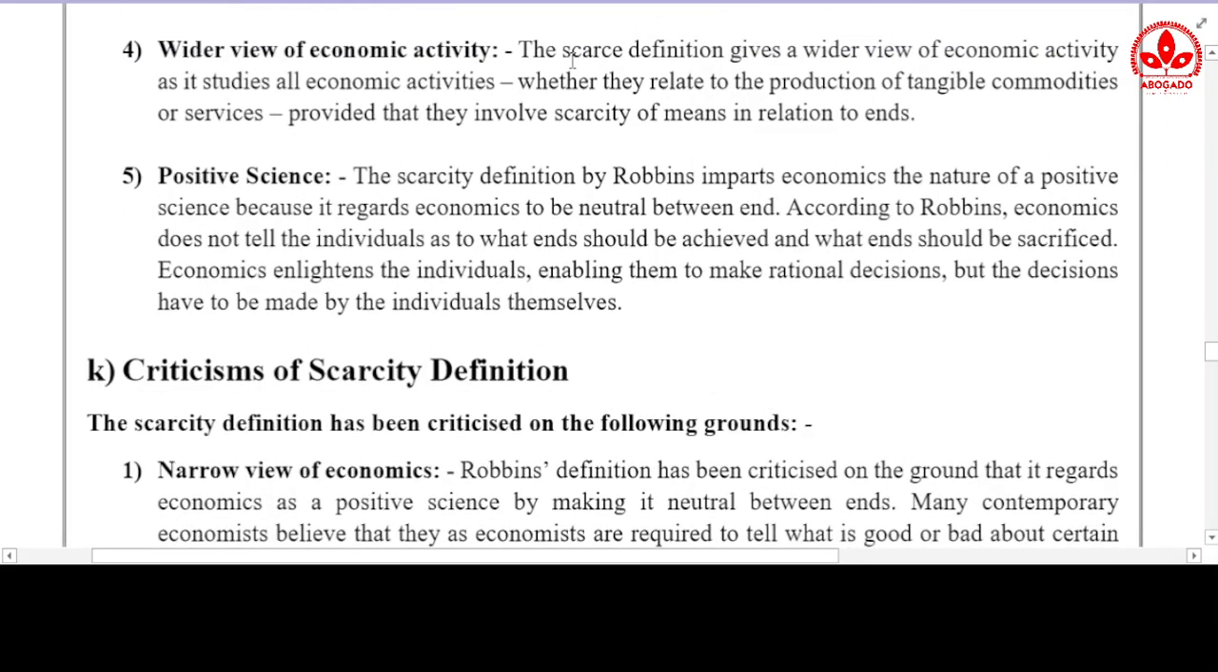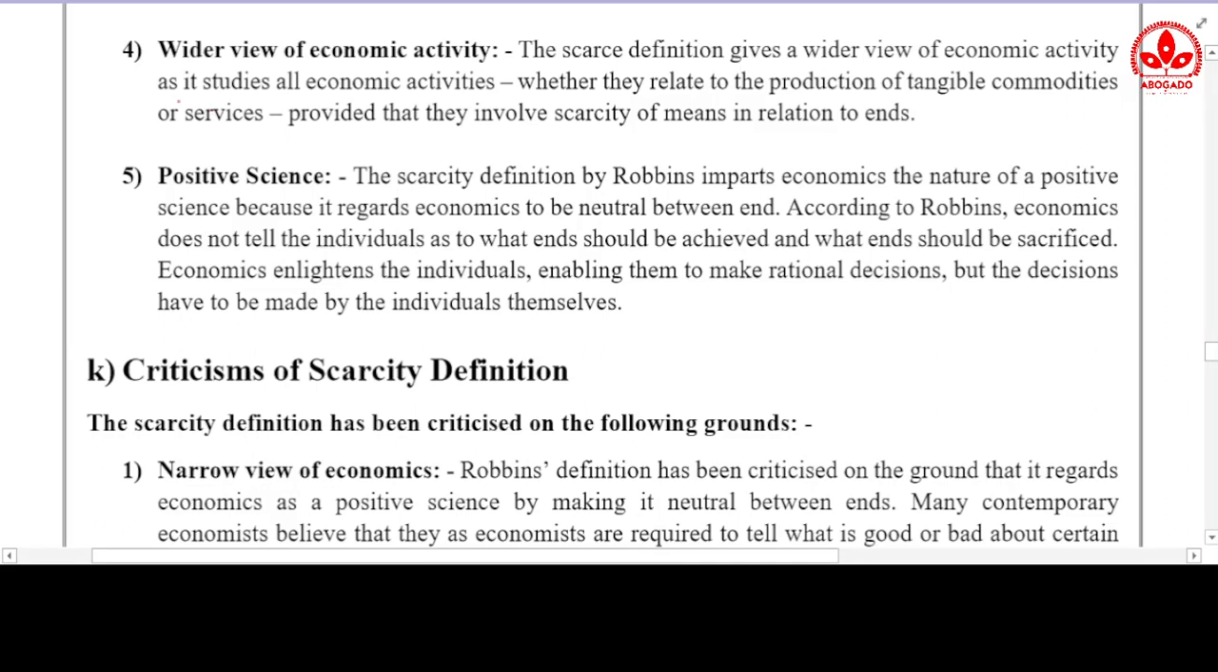After this comes the wider view of economic activity. As we know, the scarcity definition gives a wider view of economic activity, as it studies all economic activities, whether they relate to the production of tangible commodities or services, provided that they involve scarcity of means in relation to ends. Now, this scarcity definition gave a wider view of economics. Why? Because it relates to each and everything. In each and every part of the world, you have to face the problem of resource allocation. So that is the reason this gives a wider view of economic activities.